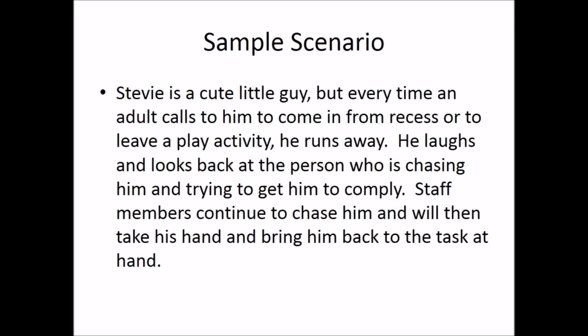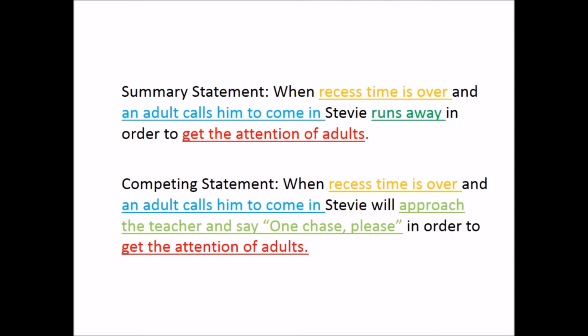Now you've found a behavior you think might be a good alternative and have created a competing statement. When Stevie is asked to terminate a preferred activity, he will ask one of the adults in the classroom to walk with him to the next activity in order to obtain attention. Our most important task is to identify the function of the behavior and determine an alternative. This process demonstrates functional equivalence and is foundational.